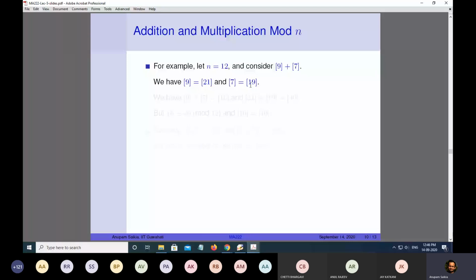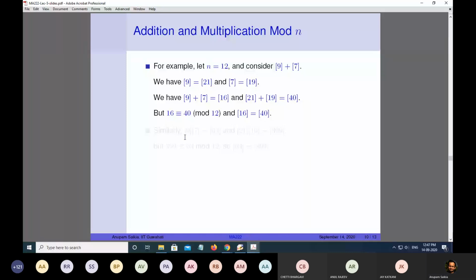So if I add them as 9 and 7, I get 16. And if I add them as 21 and 19, I get 40. But that's not a problem because 40 minus 16 is divisible by 12. 16 minus 40 is divisible by 12. So as a sum, they are the same. As an equivalence class, they are the same. As a congruence class, they are the same.